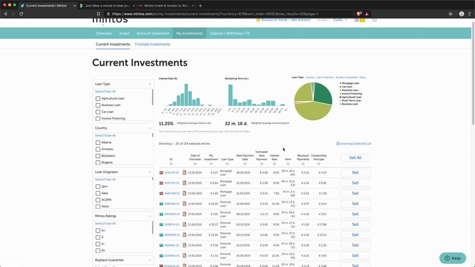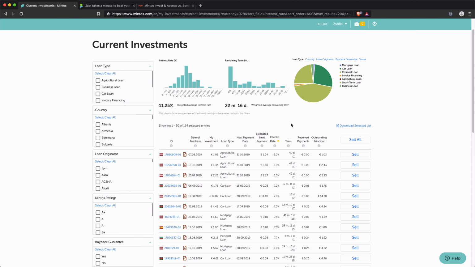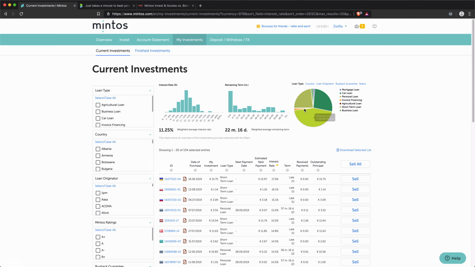I like that Invest and Access spreads the money evenly across many loans available on the platform. But sadly, that also means you're going to pick up many loans with less interesting rates, like 6% per year. I wish we would be able to exclude some loan originators from the portfolio, and I'm going to show you why.